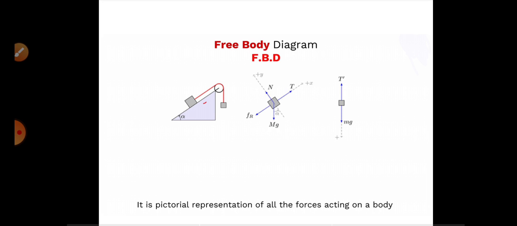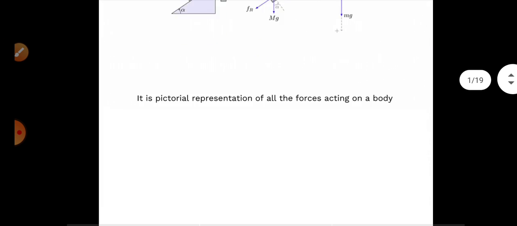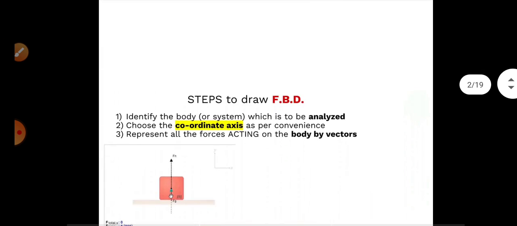That means first we have to pick up the body, then we have to calculate how much force is acting on the body. This diagram showing all the forces acting on the body is called the free body diagram. There are three steps to draw the free body diagram.